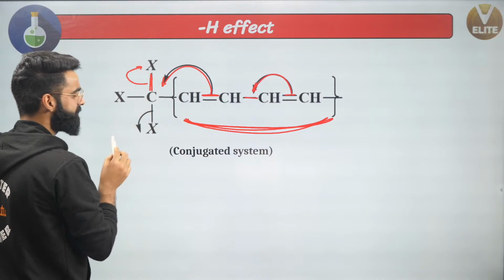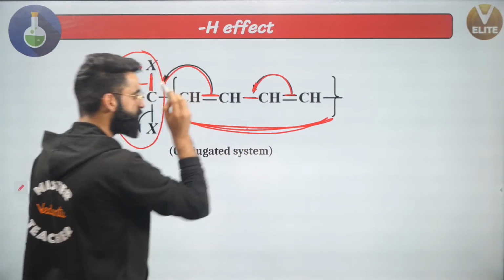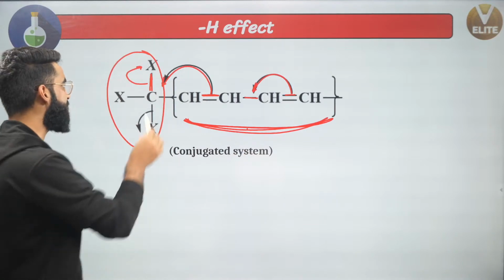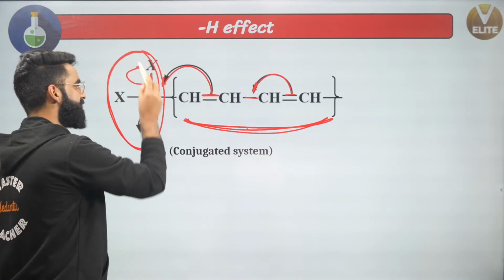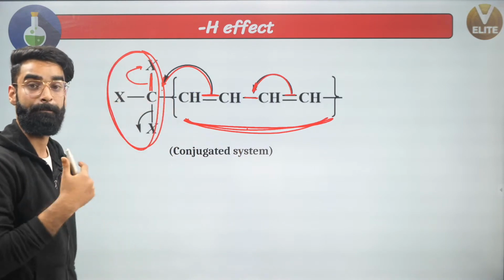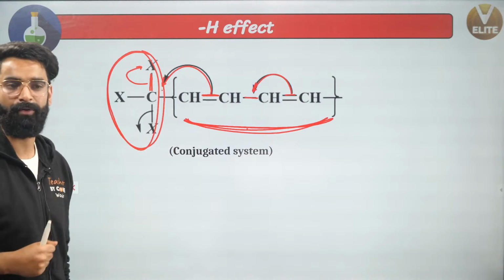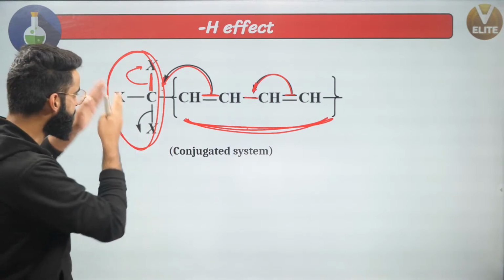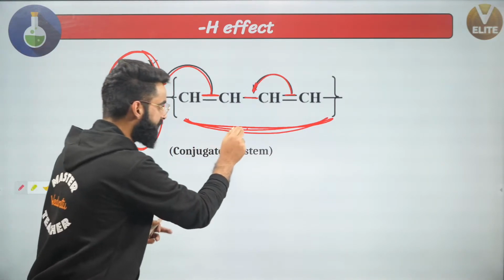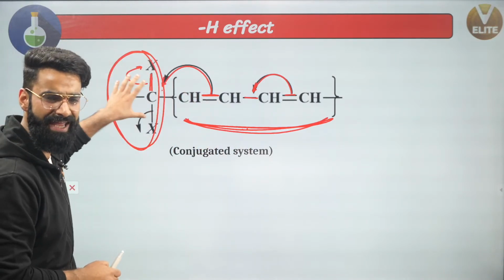So people, if I ask you, is this group increasing the electron density in the conjugated system or not? I'll say this group right here is decreasing the electron density in this conjugated system by the delocalization of the sigma bond. And due to the delocalization of the sigma bond, I'll say electron density in this conjugated system is being decreased whenever I have any such group.